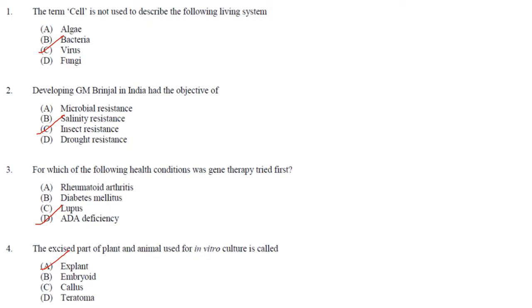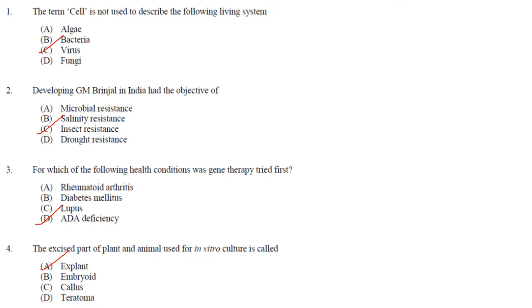Then next one. Developing GM brinjal in India had the objective of... So genetically modified brinjal that are found in India are insect resistant or pest resistant. This is because of the presence of the Bt gene. The gene is responsible for producing toxin that kills the insects. And Bt brinjal gives resistance against lepidopteran insects, that is brinjal fruit borer and brinjal shoot borer. So the answer is option C.